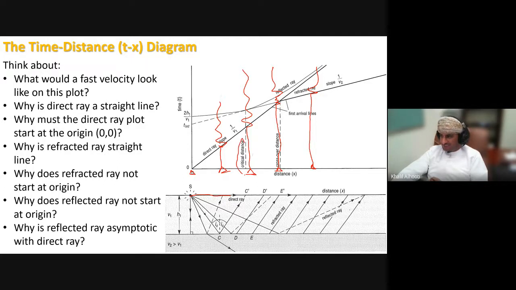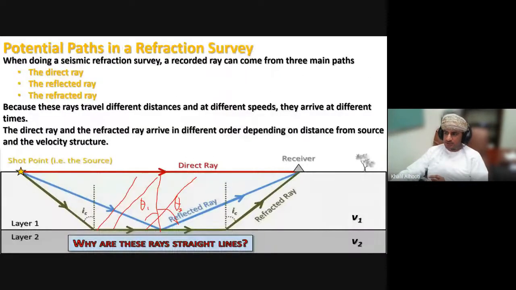At this specific distance, what we call critical distance, a refraction will appear, but they are not the first. If there is a geophone at this distance, I call it critical distance, because there is critical refraction. This is the critical angle, the angle we discussed earlier. The critical energy will start appearing at this distance.